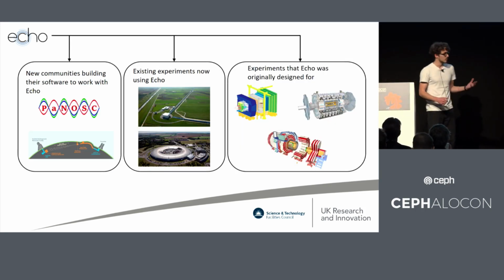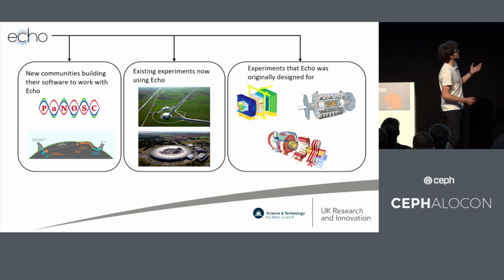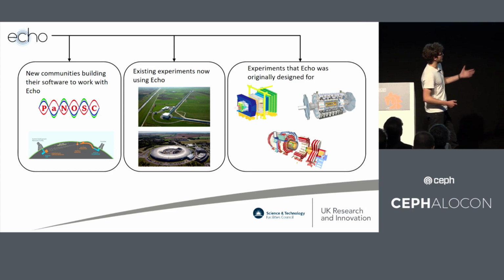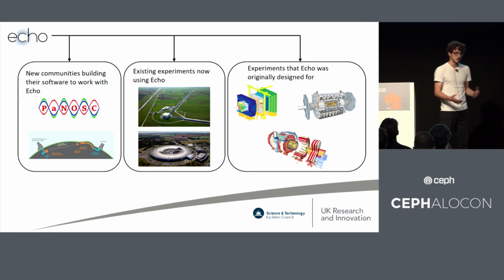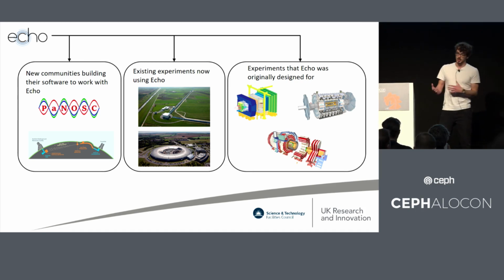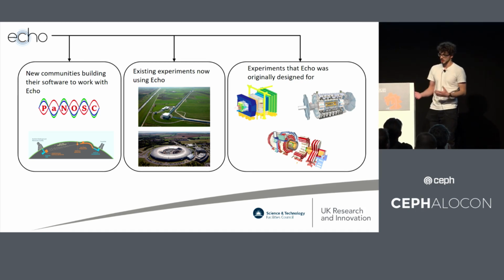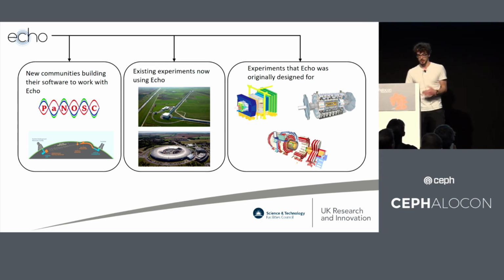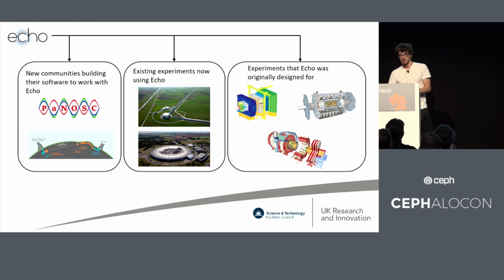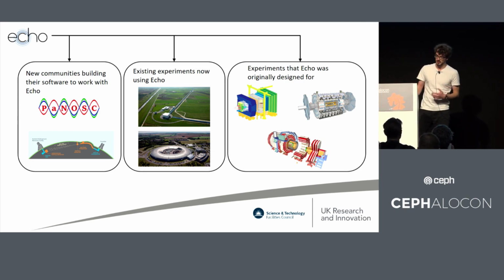So who's using Echo? We've got the existing high-energy physics experiments at CERN. We've started storing data for existing experiments that have been interested in using Echo or something like Echo. That's Diamond, which is on site, and LIGO. And then we've got new experiments and communities that are interested in using something like Echo for their data storage, a more object storage type model than the traditional scientific data storage.